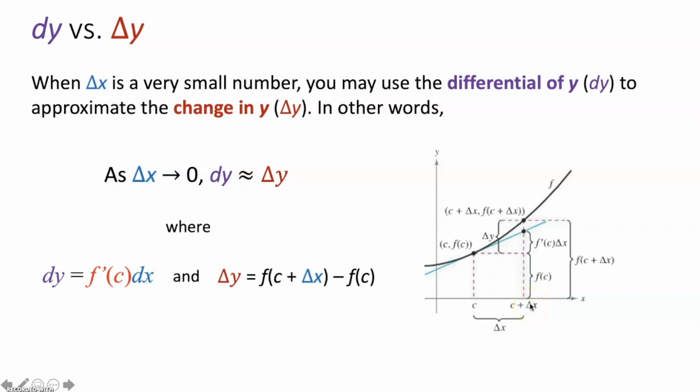If we wanted to figure out the y value of the function f at that particular x value, we would just evaluate f of c plus delta x. That's why there's a point here at c plus delta x, f of c plus delta x. That's the y value of this point.